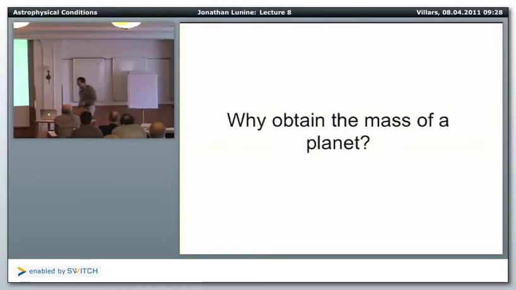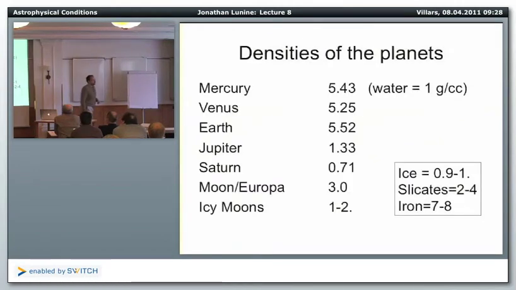The second reason for getting the mass is that mass tells you something important about these planets. It tells you the number of protons and neutrons that are in the planet, of course, but it's even more interesting that it tells you something about the materials that are present. So here's a list of densities in grams per cubic centimeter for some of the objects in our own solar system. Ice, of course, is around 1.